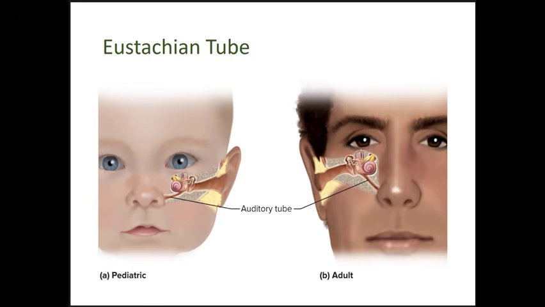This is showing you here the eustachian tube of a child versus an adult, and you can see the connection then with this auditory tube between your ear and your nose, and so this would actually connect back to your throat as well. And the auditory tube in a child is more horizontal and shorter than it is in an adult, which can predispose babies to ear infections and poor drainage, or children as well.